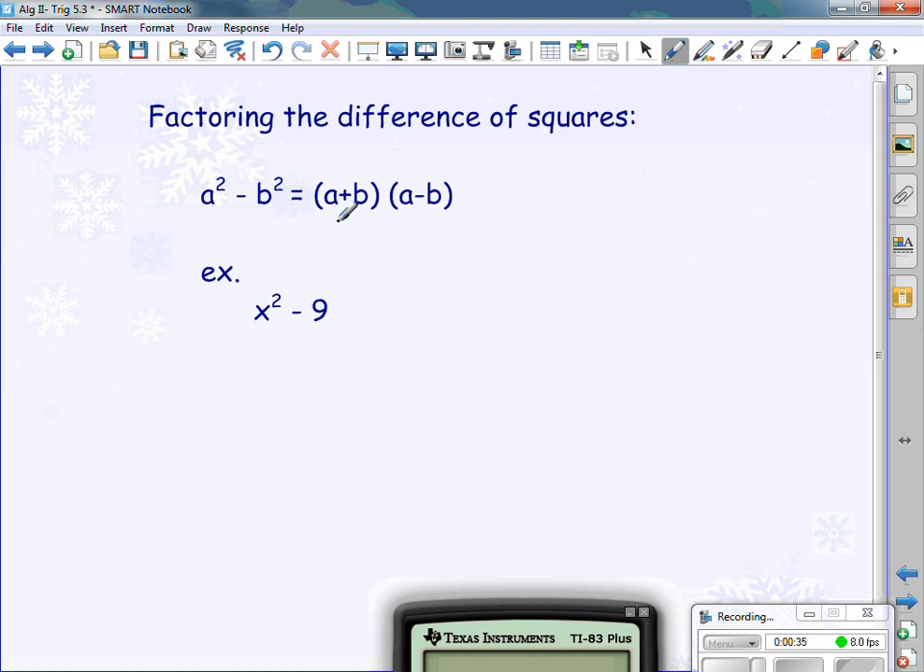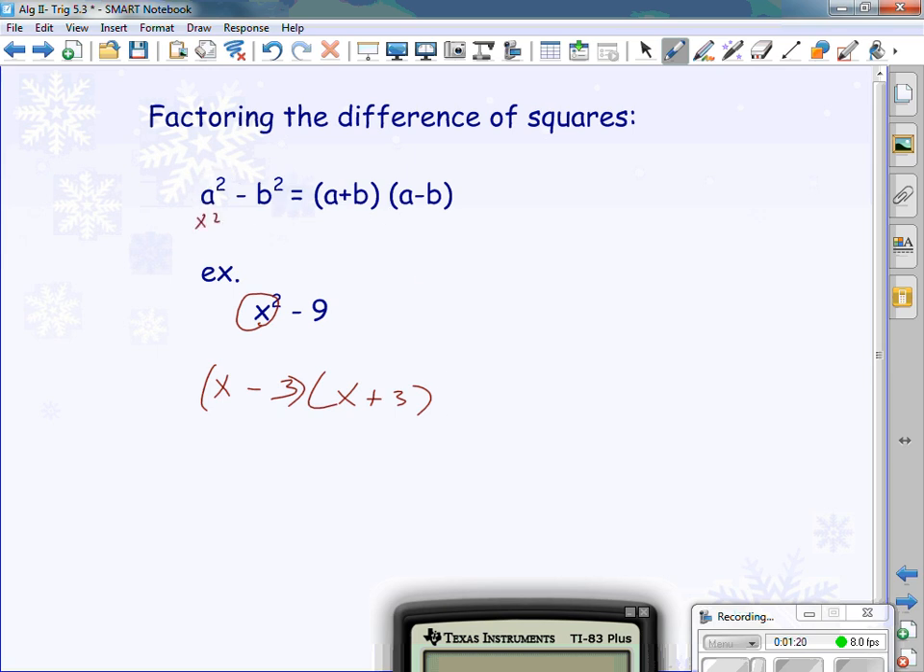To figure out a shortcut, whenever we're factoring, the first thing you should always do, look, can I pull out any number? Can't on this one. The next thing I'll look at, is it special? There's two different special types. Can I take the square root of x squared? What's the square root of x squared? X. What's the square root of 9? 3. Is it minus in the middle? Yes. Since it's minus in the middle, x plus 3, x minus 3.